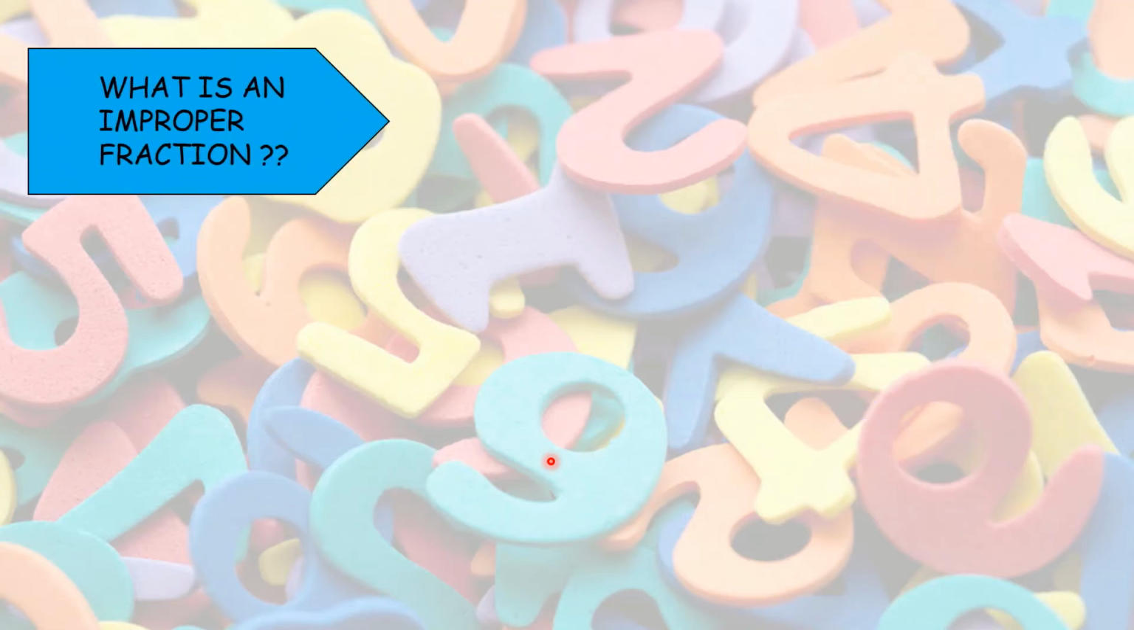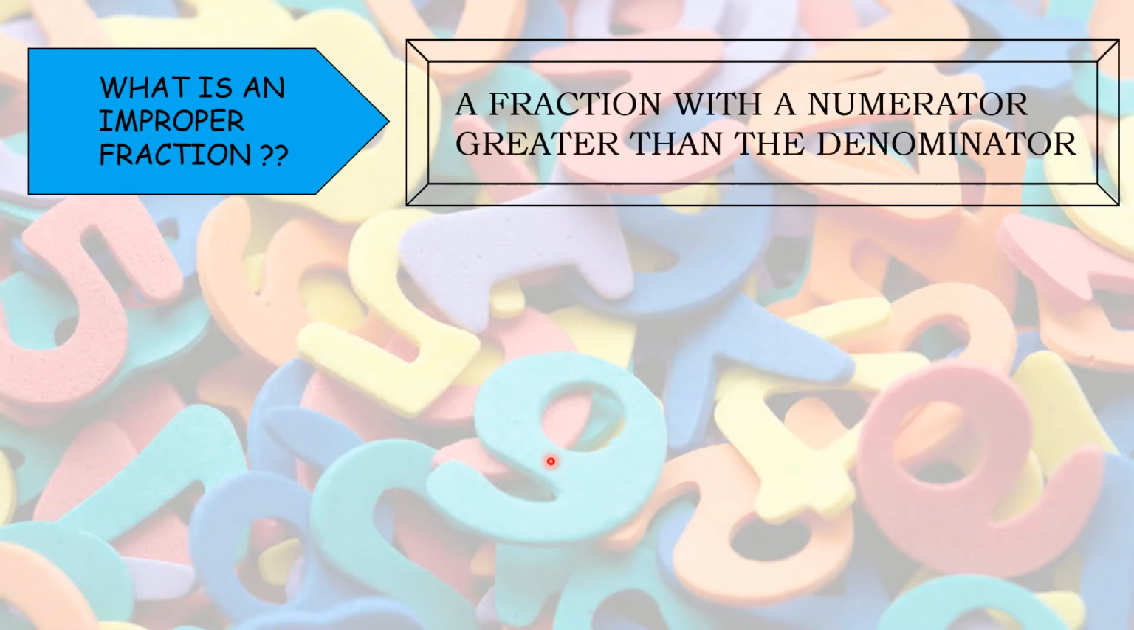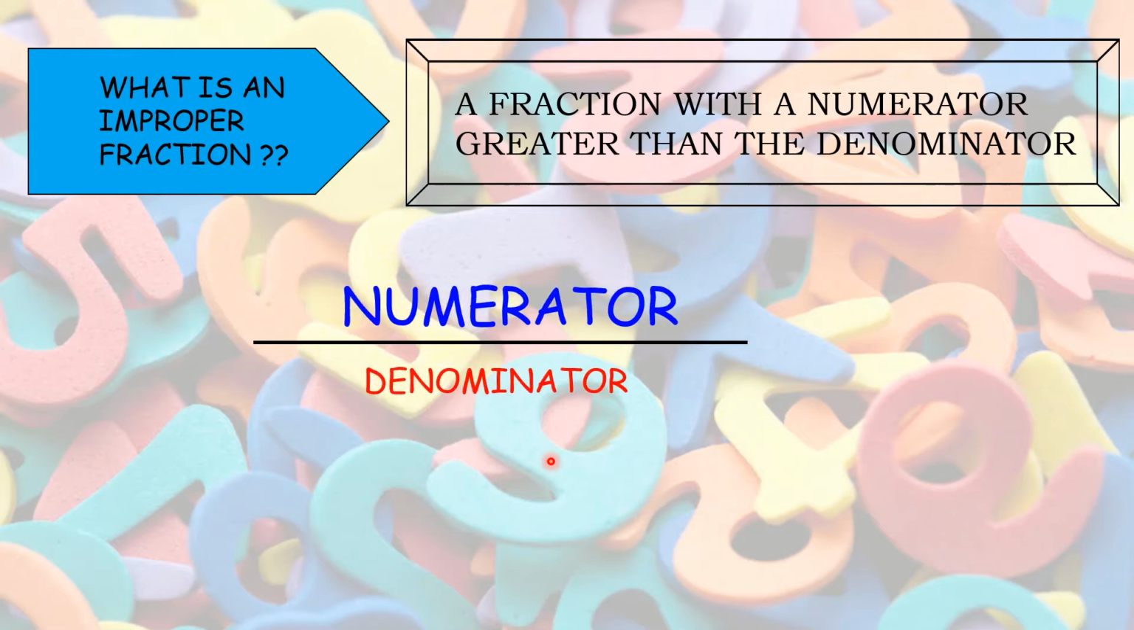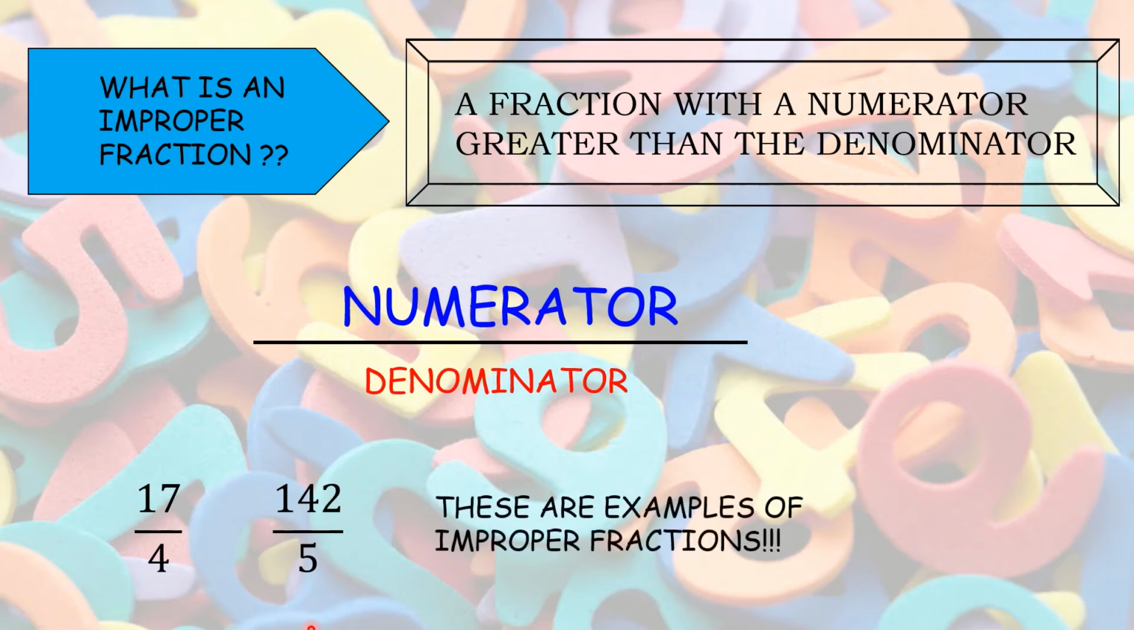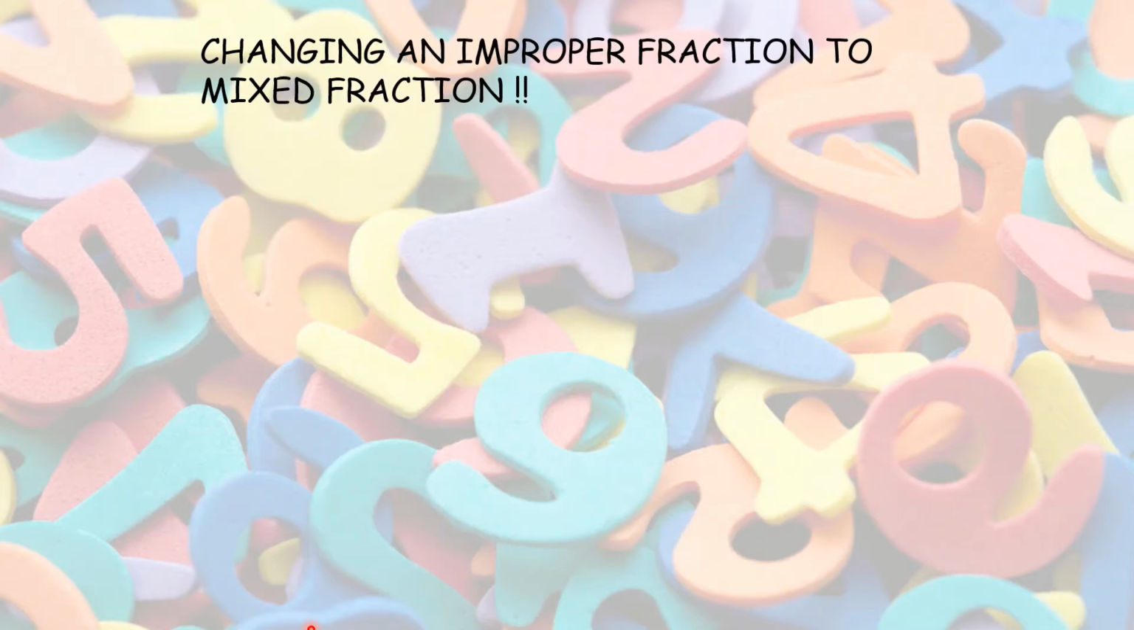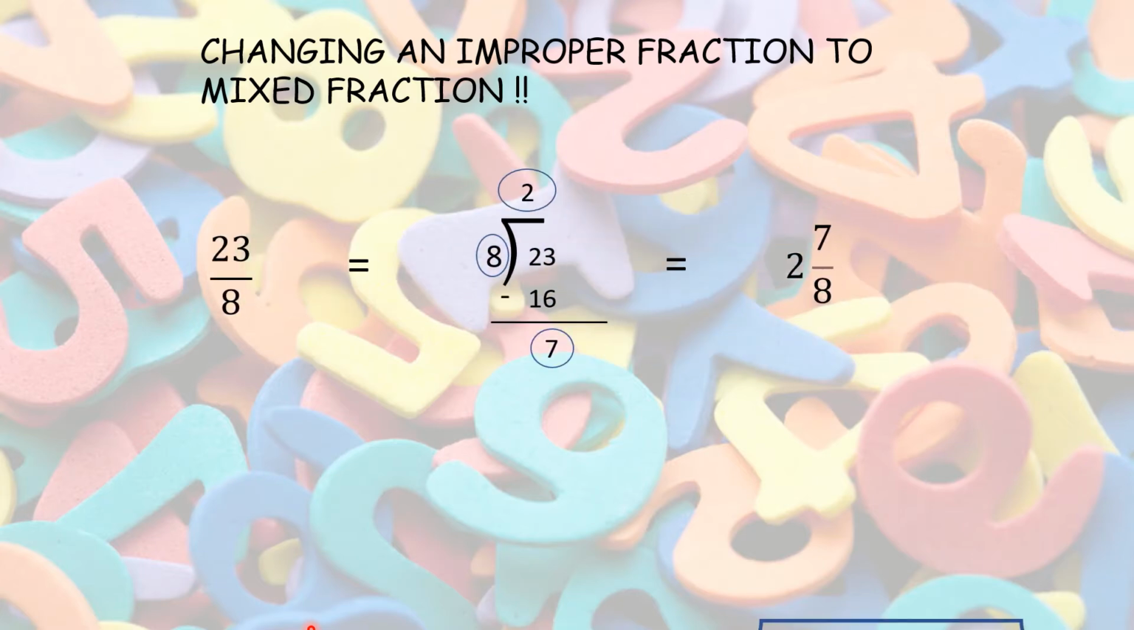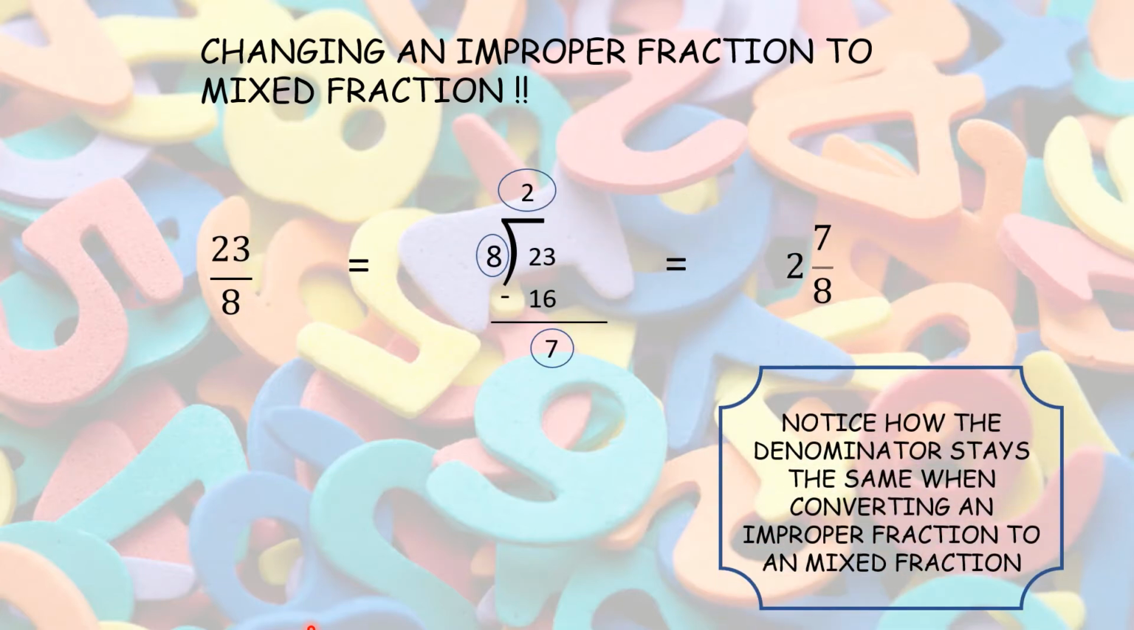Moving forward, we have the improper fraction, a fraction in which the numerator is greater than the denominator. So you can see we have 142 by 5 and 17 by 4, where the numerators are greater than the denominators. These are a few examples of improper fractions. Now, when we speak about changing an improper fraction to a mixed fraction, there are certain steps to be followed when converting an improper fraction to a mixed fraction.